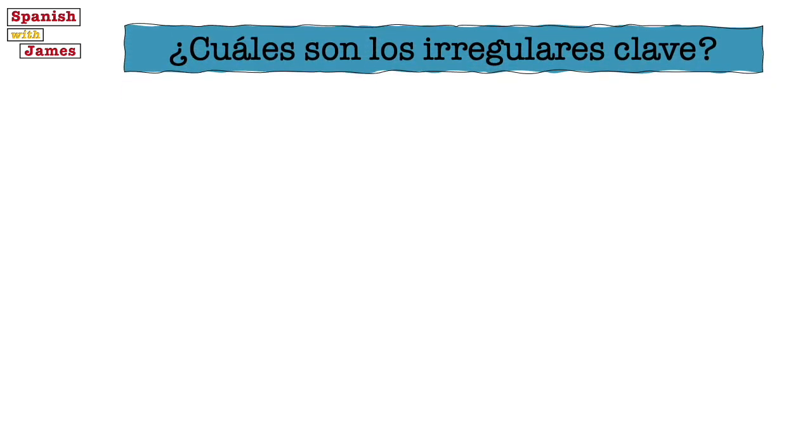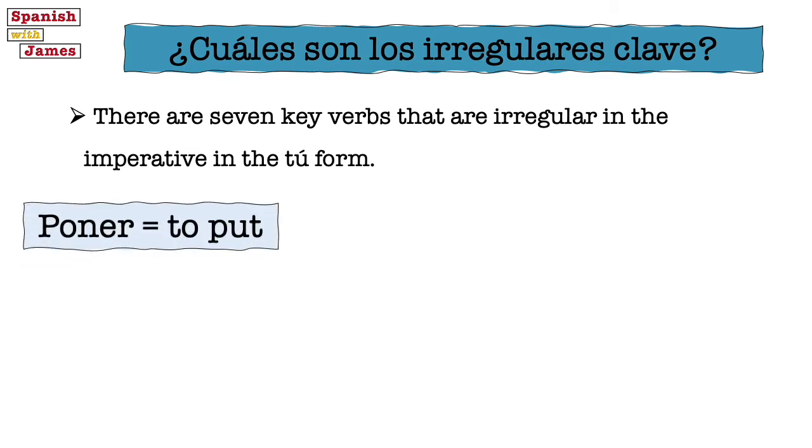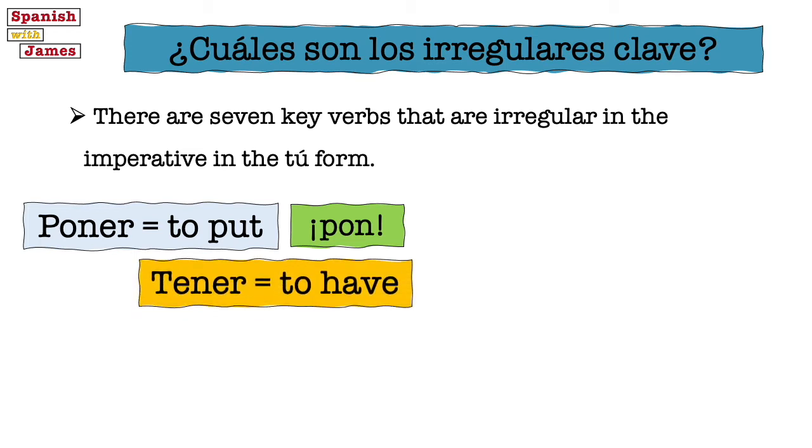¿Cuáles son los irregulares clave? What are the key irregulars? Now there are 7 key verbs that I'm going to show you that are irregular in the tú form of the imperative. The first one is poner, to put, that becomes pon. Now, I've been showing you all of the imperatives with exclamation marks. You don't need to use the exclamation marks. That's just me kind of reminding you that these are kind of orders. They're commands that you give to people. But obviously they don't need to be shouted. Tener, to have, becomes ten. Ten paciencia, have patience. Ten fe, have faith.